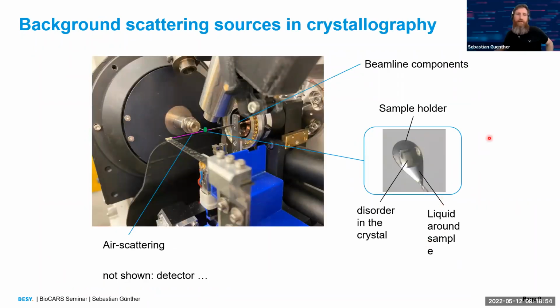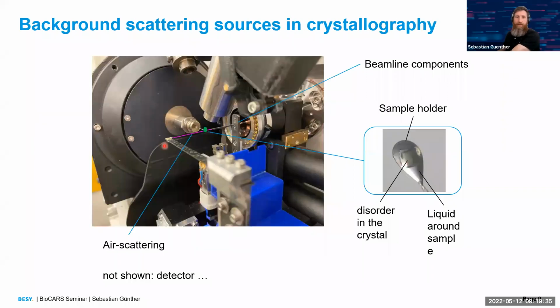So what are sources for background scattering in crystallography? This is a view of the interaction region on a macromolecular crystallography beamline. We have the beam coming from here. We have our sample here. Here the beam stop. So of course, the beamline components themselves can contribute to background scattering. Then we have the sample, which can be disordered. The sample holder can contribute to scattering, and of course, all the liquid around it. And then we also have air scatter, where the direct beam passes through the crystal until it hits the beam stop.